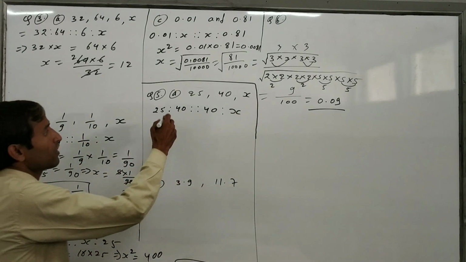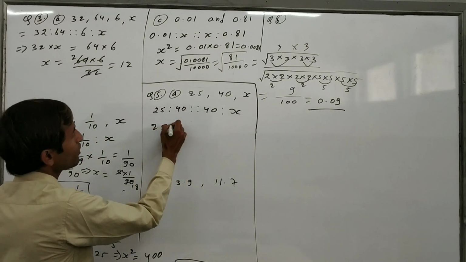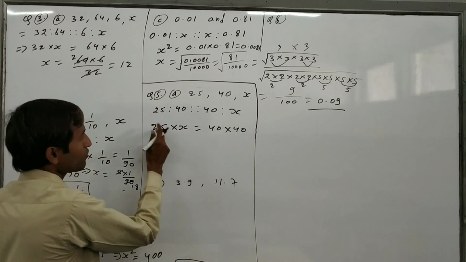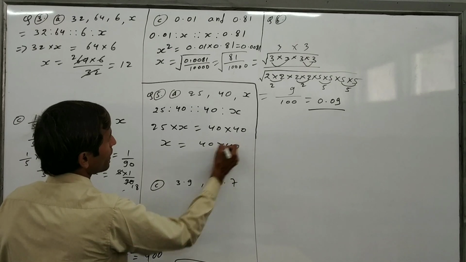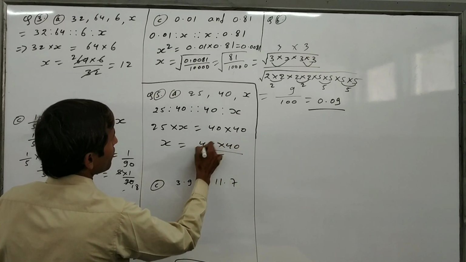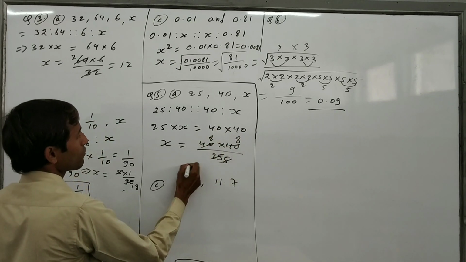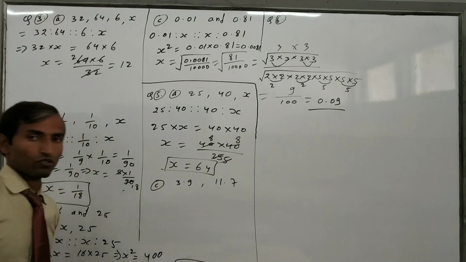So again apply product of mean terms is equal to product of extreme terms. So 25 into x is equal to 40 into 40. So this 25 will go there. So x is equal to 40 into 40 upon 25. Now cancel out: 5 eights are 40, 5 fives are 25, then 5 eights. So 8 eights are 64. So the final third term, third proportional, is 64.